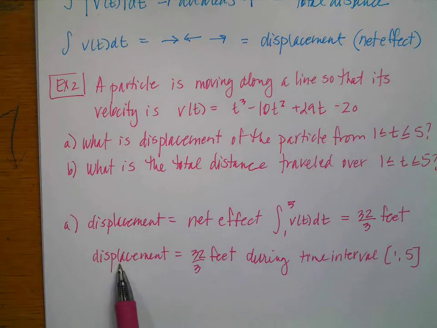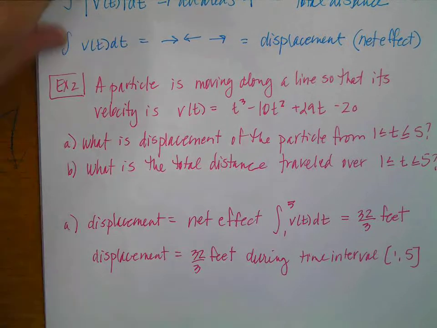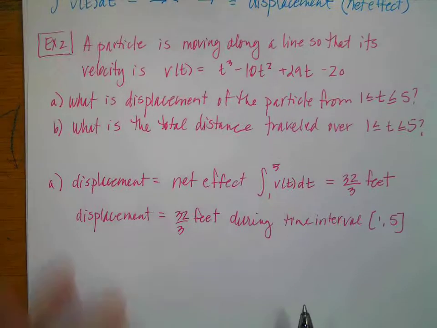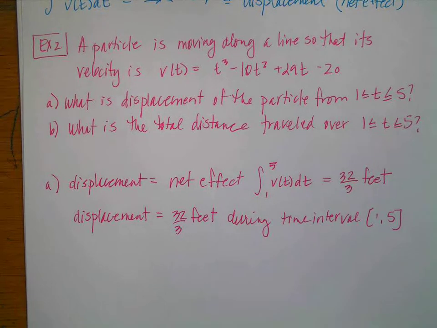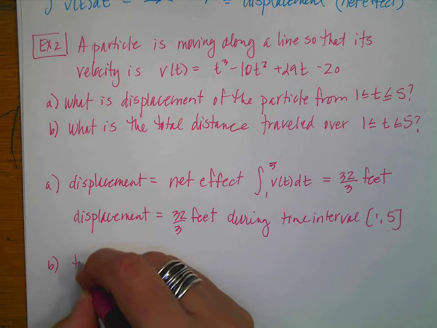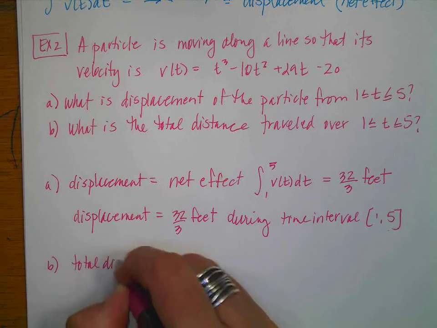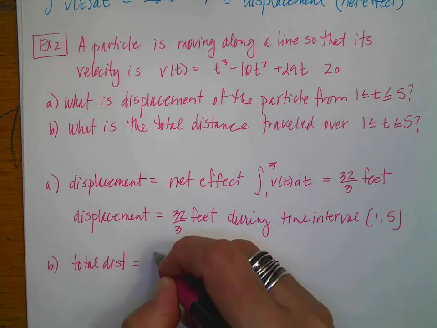Now, when you are reporting an answer, it's very important, just like when we're talking about the derivative at a specific point in time, we're also talking about an integral over a specific time period. So you have to make sure that when you're reporting, you tell over what time period that particular situation happened. All right? The B part wants to talk about total distance.